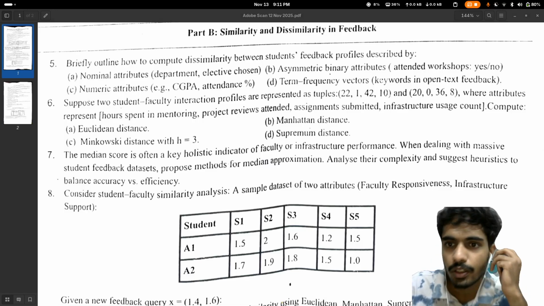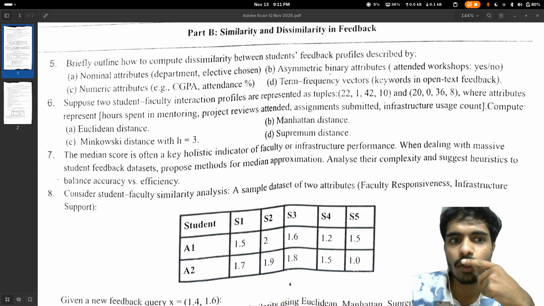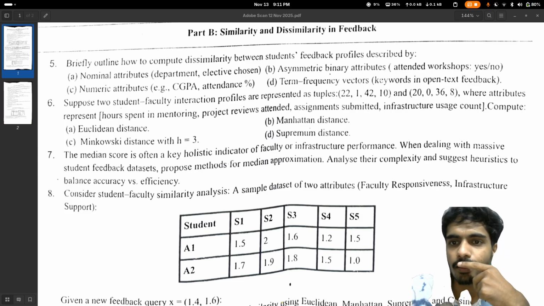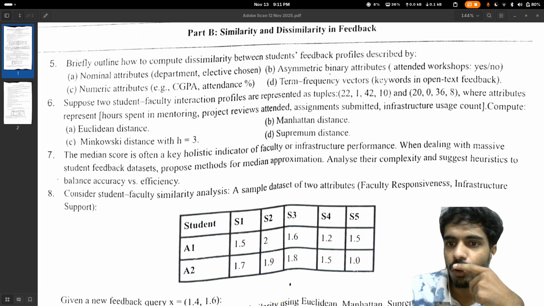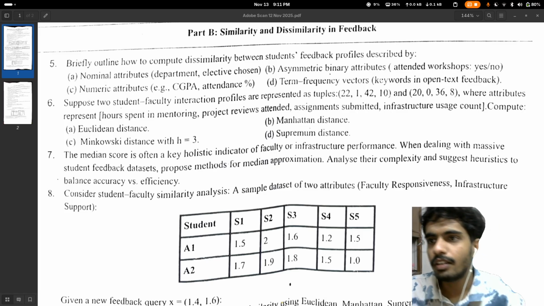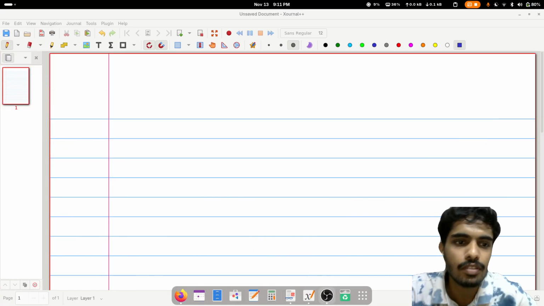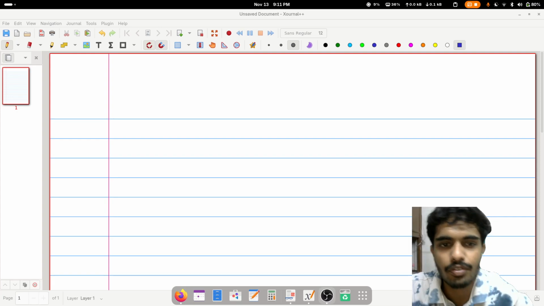Okay, so in question 6, we are given two data sets in the form of tuples, of which we have to find some distances, which are Euclidean distance, Manhattan distance, and so on. So we will start to solve it using pen and paper. The first thing they have asked, let's first write the data sets.